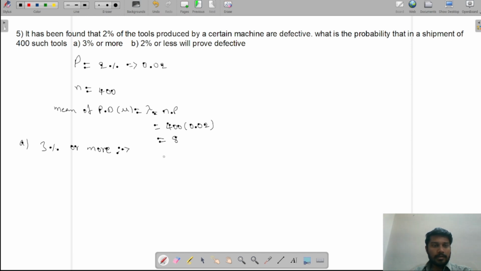And next, what is the formula of the Poisson distribution here? P of x equal to e to the power minus lambda into lambda power x by x factorial. Okay, right. Now we'll see the difference between the previous question and this question. In the previous four sums, he gave you the value of x directly. Let us see once.